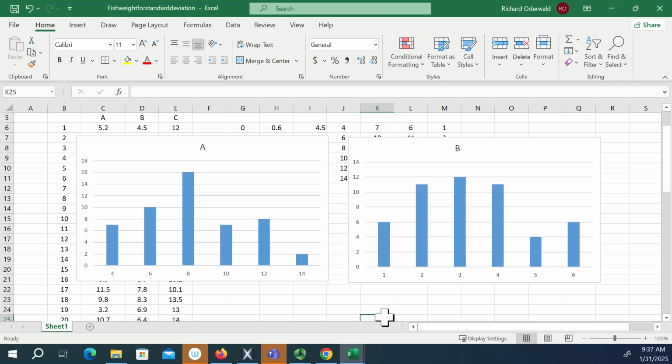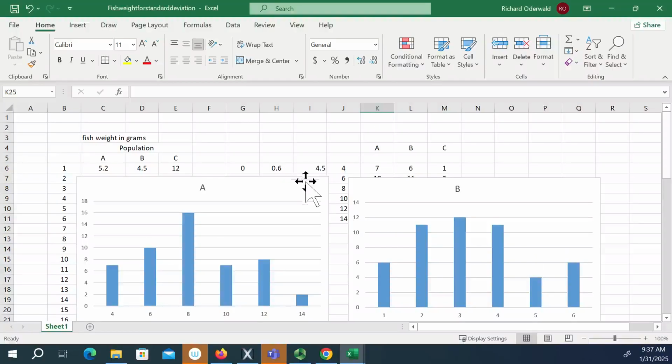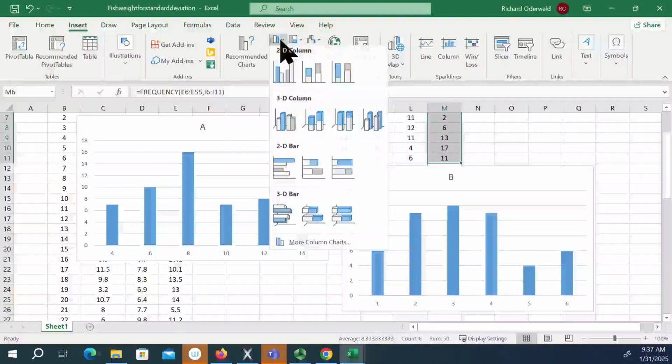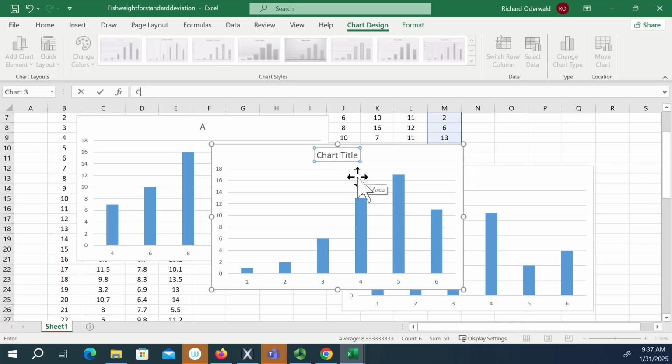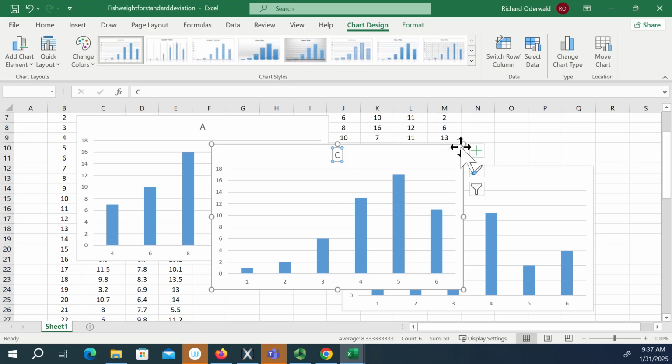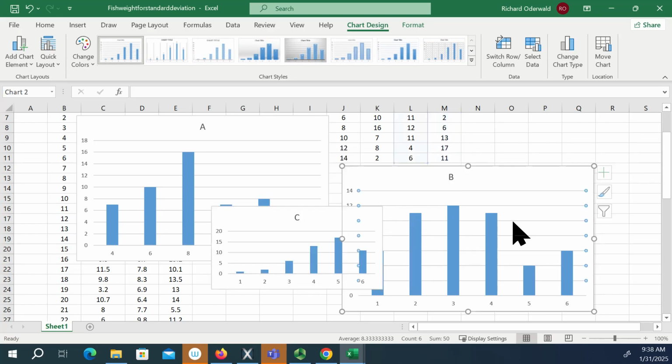The bulk of the distribution is here. What can I say about this distribution compared to this one in terms of the bell-shaped curve? This one's more centered, more bell-shaped. Get the third one. Insert, bar chart. This is population C. What does this one look like compared to the other two?